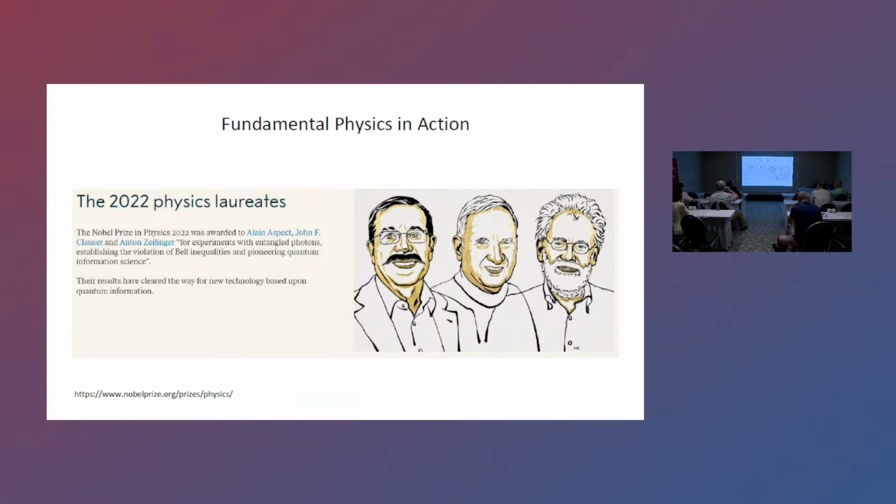As we all know, Alain Aspect, John Clauser, and Anton Zeilinger were awarded the 2022 Nobel Prize in Physics for their experiments on entangled photons and establishing the violation of Bell inequalities. What I'm going to talk about is the exploitation of Bell inequalities and their application in actual communication systems to achieve physical layer security.